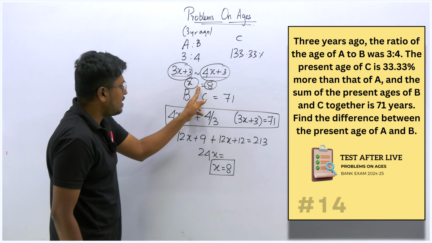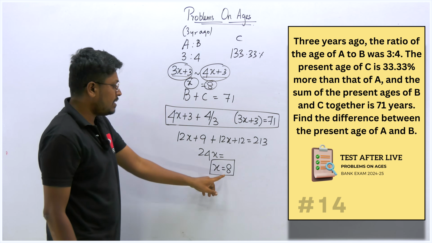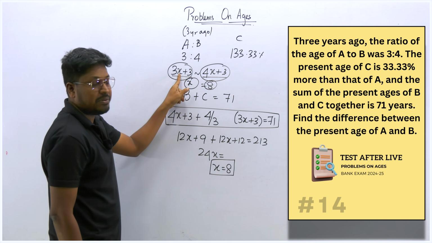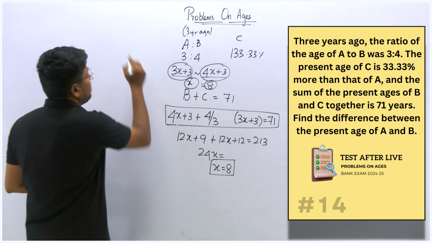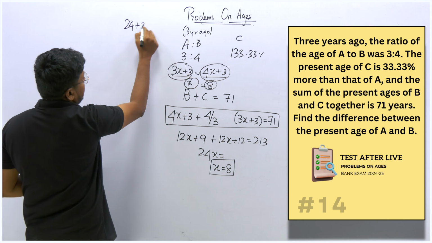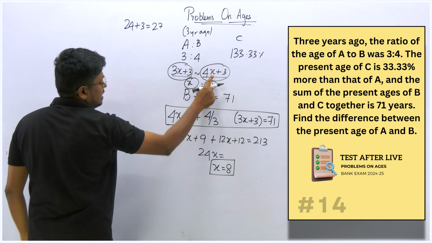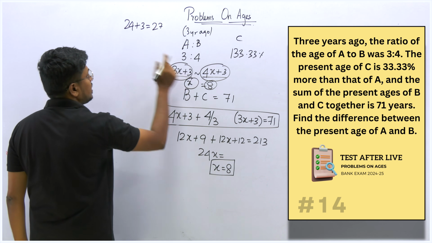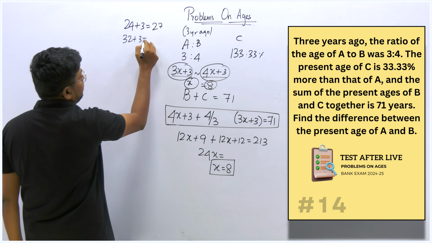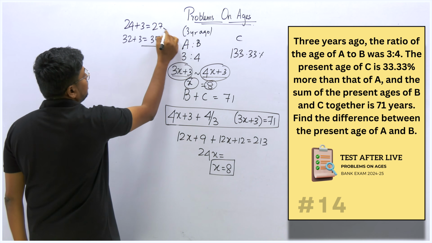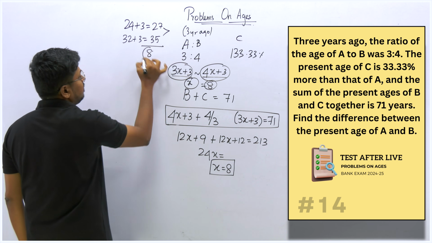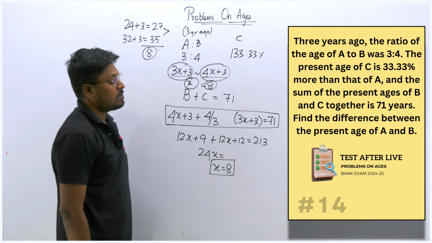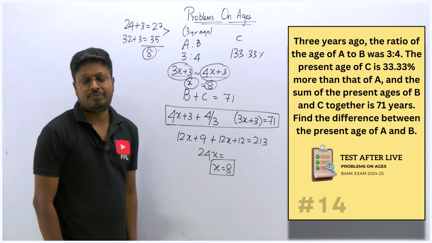So if you are not able to understand how I solved it, better substitute the value of x here. That is x is equal to 8. 8 into 3 is how much? 24. So 24 plus 3 will be 27. Similarly substitute x is equal to 8: 8 4s are 32, so 32 plus 3 will be 35. Now we need to find the difference. Again the difference between the two values will be 8. Right? So this will be the answer for question number 14.